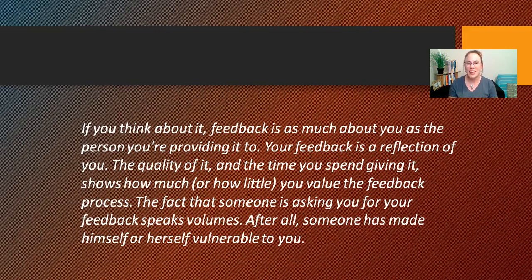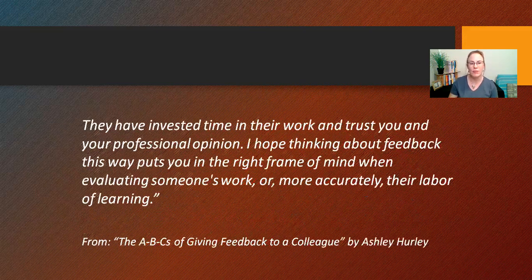The quality of it and the time you spend giving it shows how much or how little you value the feedback process. The fact that someone is asking you for your feedback speaks volumes. After all, someone has made himself or herself vulnerable to you. They have invested time in their work and trust you and your professional opinion.